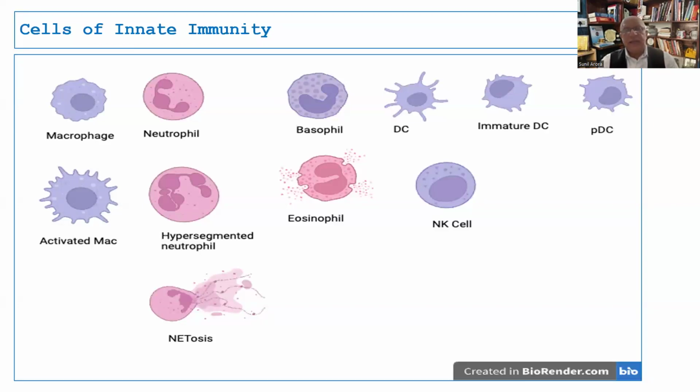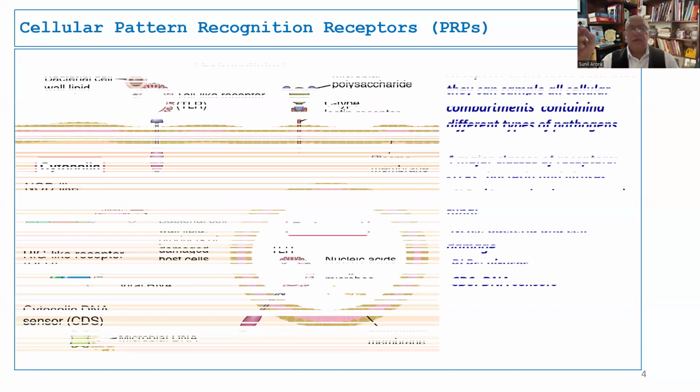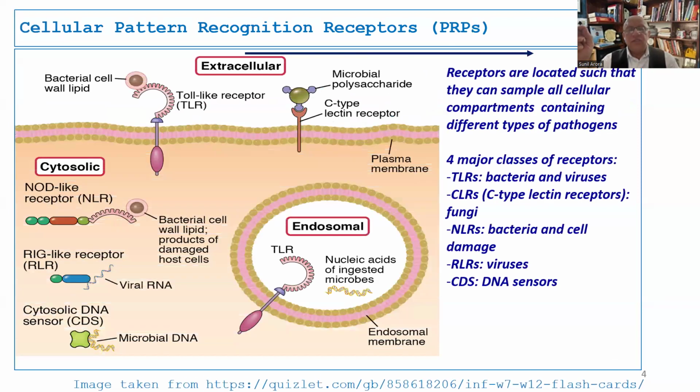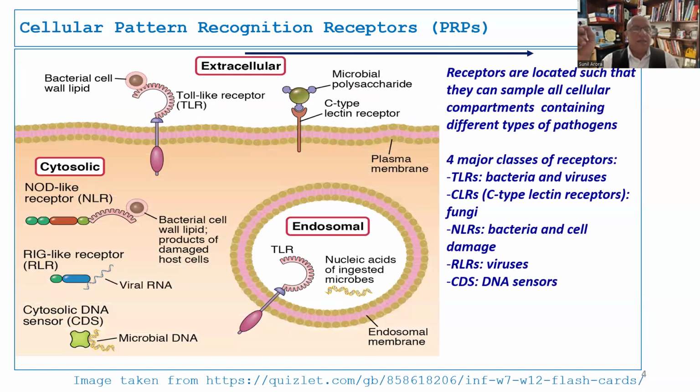There are C-type lectin receptors, which are present in the cytoplasm. There are nod-like receptors which recognize bacteria and cell damage, and they are also intracellular. You have Rig-like receptors which recognize mainly the viruses. There are cytosolic DNA sensors which recognize the DNA.